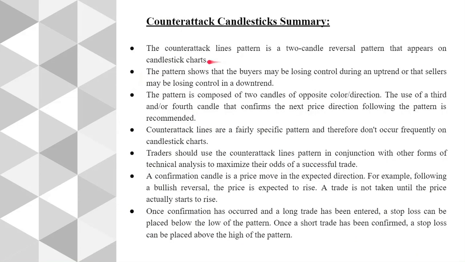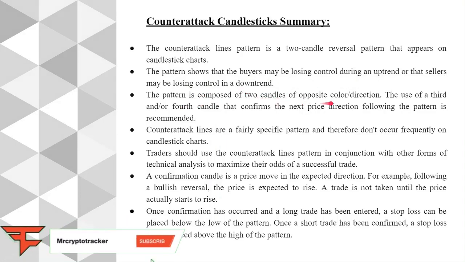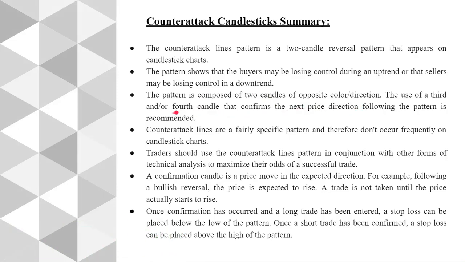The counterattack line is a 2-candle reversal pattern that appears on the candlestick chart. The pattern shows that the buyers may be losing control during an uptrend or that sellers may be losing control in a downtrend. The pattern is composed of 2 candles of opposite color or opposite direction. The use of a third or fourth candle that confirms the next price direction following the pattern is recommended.